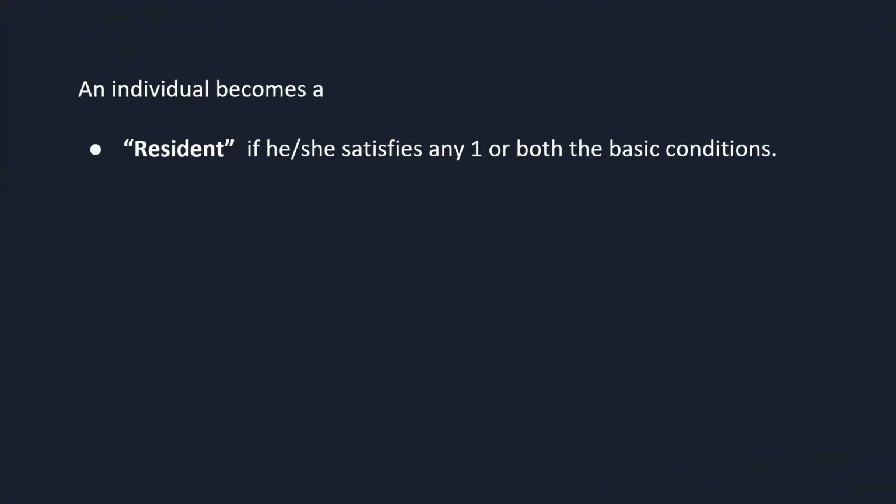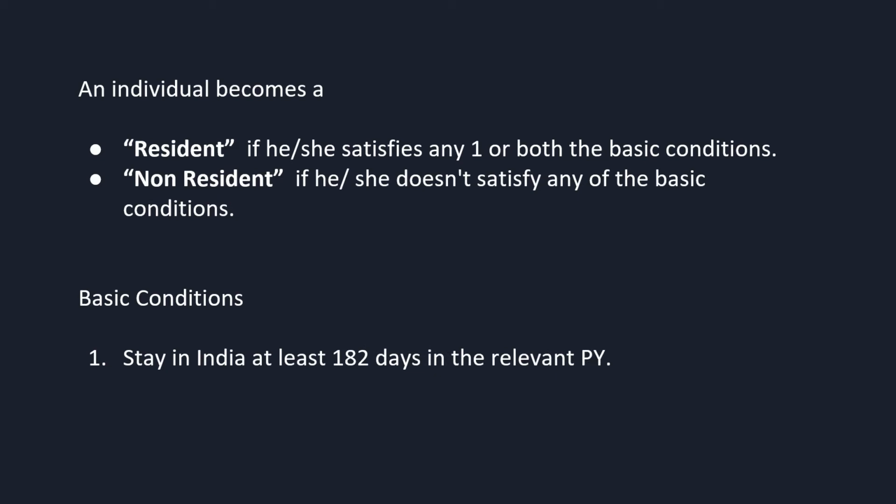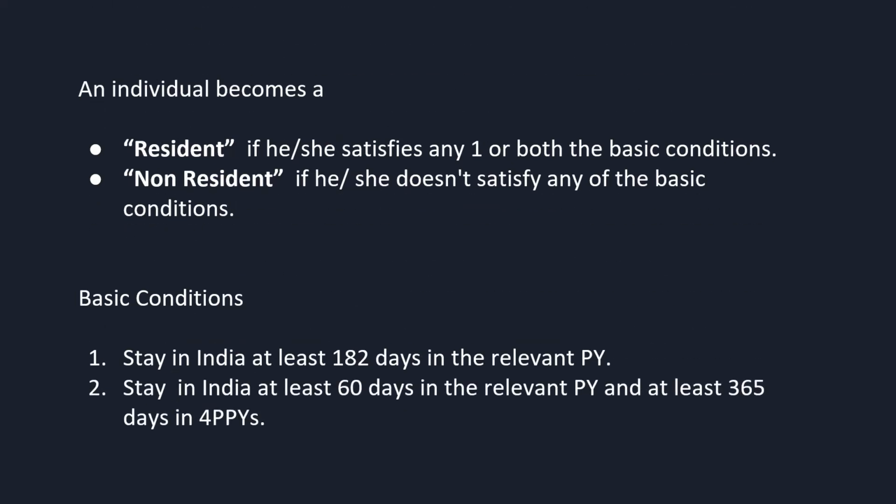An individual becomes a resident if he satisfies any one or both of the basic conditions. He becomes a non-resident if he doesn't satisfy any of the basic conditions. There are two basic conditions. One, stay in India at least 182 days in the relevant previous year. And the second basic condition, stay in India at least 60 days in the relevant previous year and at least 365 days in 4 years preceding the previous year.